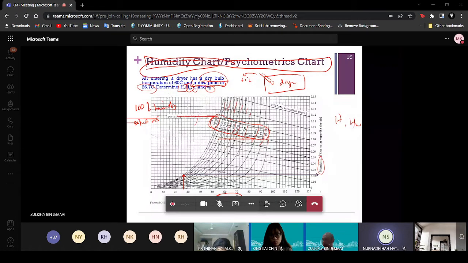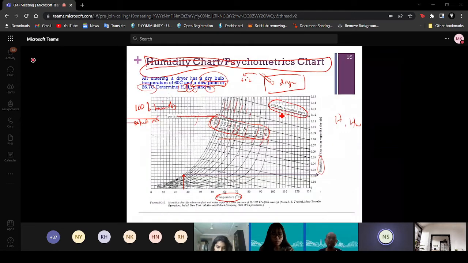Okay, and you have another line here. We call it the adiabatic saturation curve line. You see that the line here is not linear, but it has a certain gradient. Okay, this one kita akan tengok later. This one later on, right?